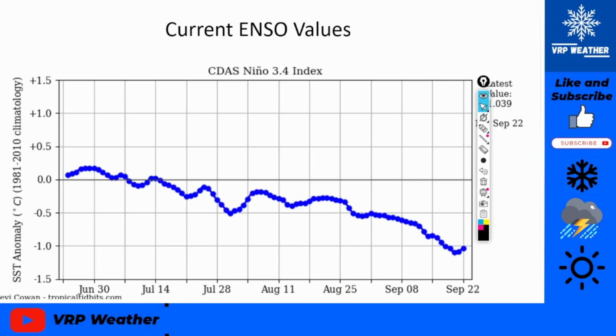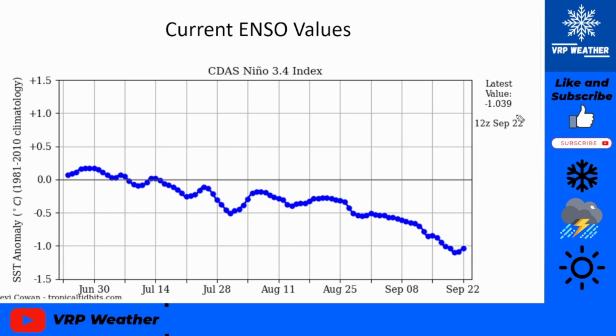Starting off with our current ENSO values, we're going to talk about La Nina, ENSO neutral, PDO, QBO, polar vortex, and more. So starting out with the current values, I got this off of Tropical Tidbits, a great site with lots of models, not just on winter, but tropical systems, U.S. forecasts, temperatures, precipitation, etc.